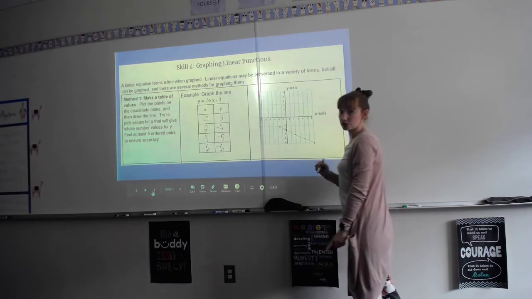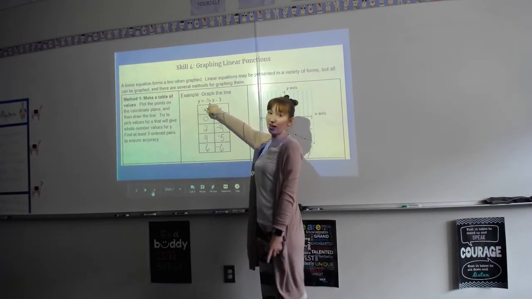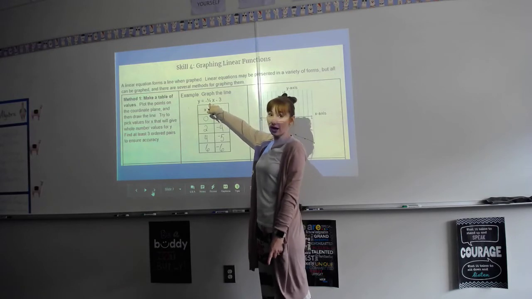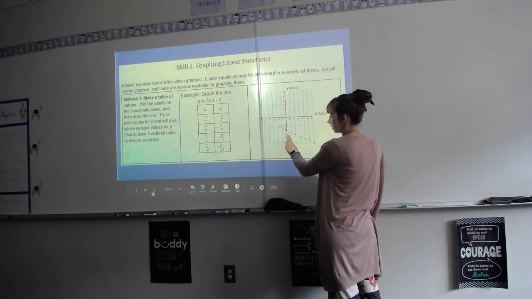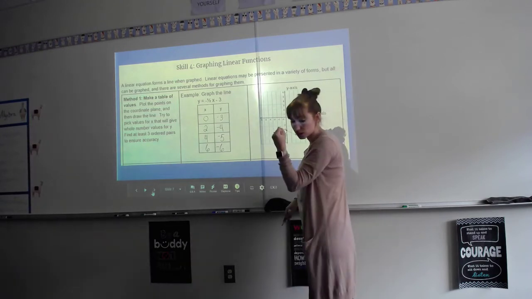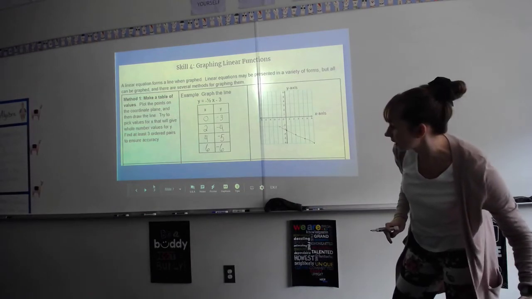And then since I'm in slope-intercept form, I know that the number in front of my x is my slope, negative 1/2. So I'm just going to check on my graph. And I go down 1 over 2, down 1 over 2. So I did it correct. Yes. All right, let's look at the next method right here.